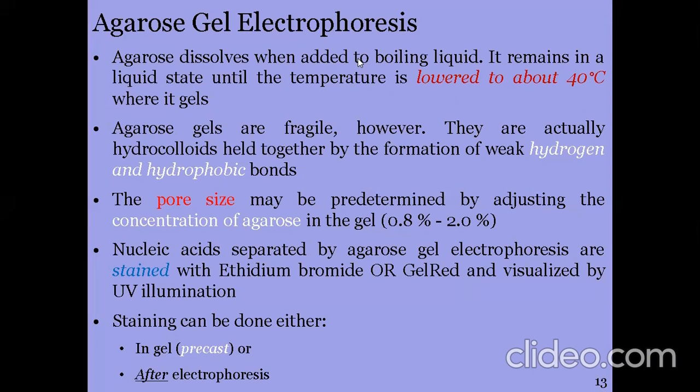What ethidium bromide will do, you already know even better than me. If we have a DNA like this, the ethidium bromide will intercalate within the DNA. And when it intercalates in the DNA, if we check it in the UV light, it will give fluorescence.